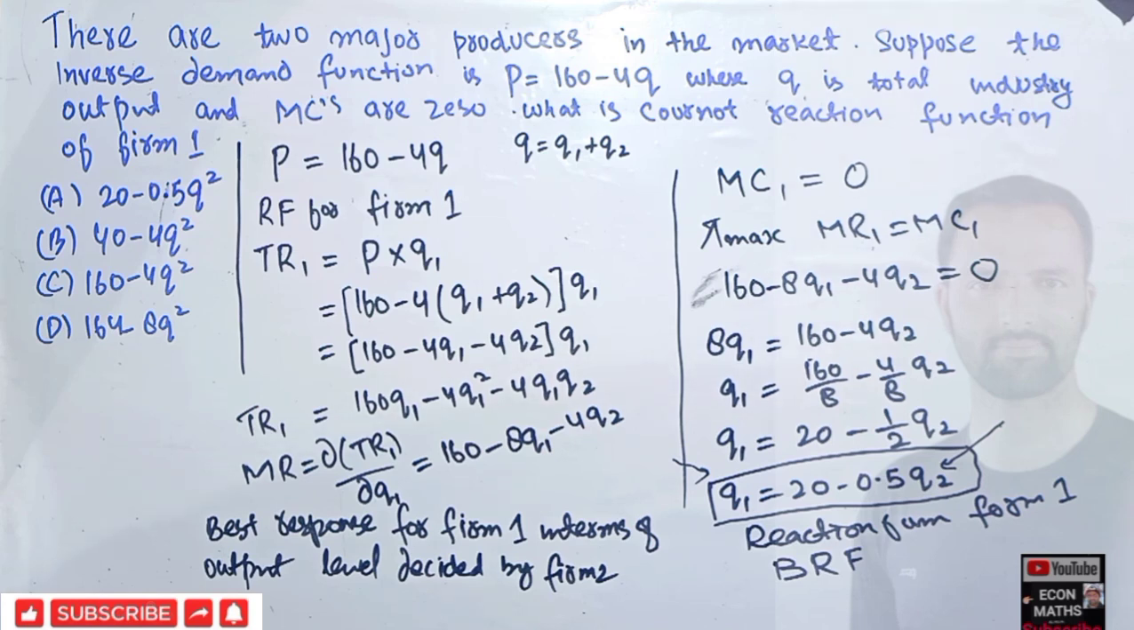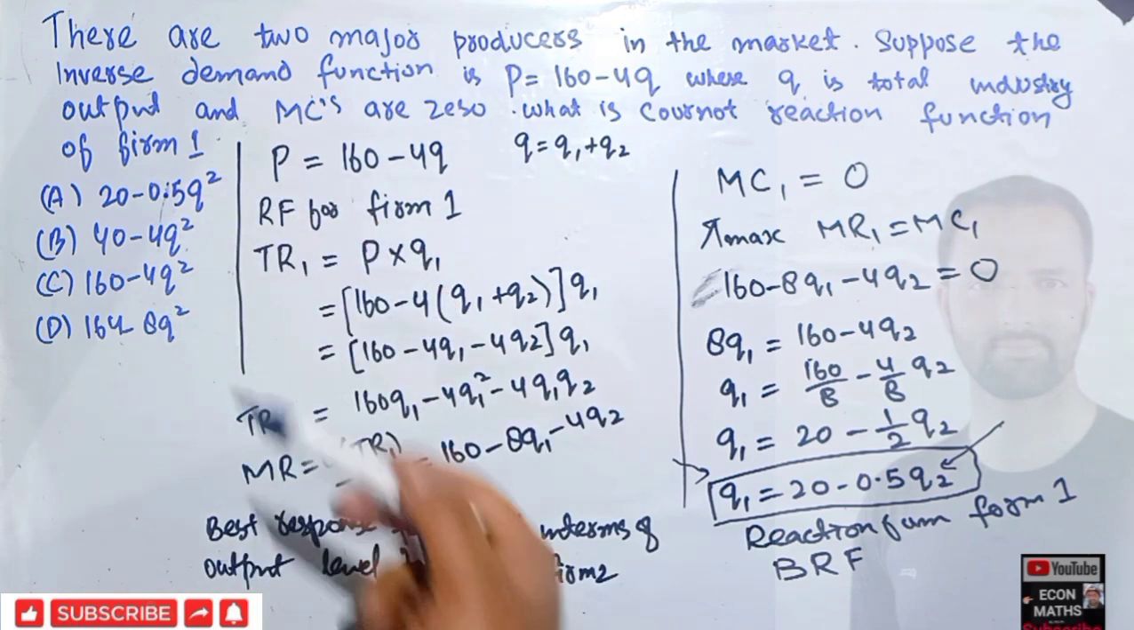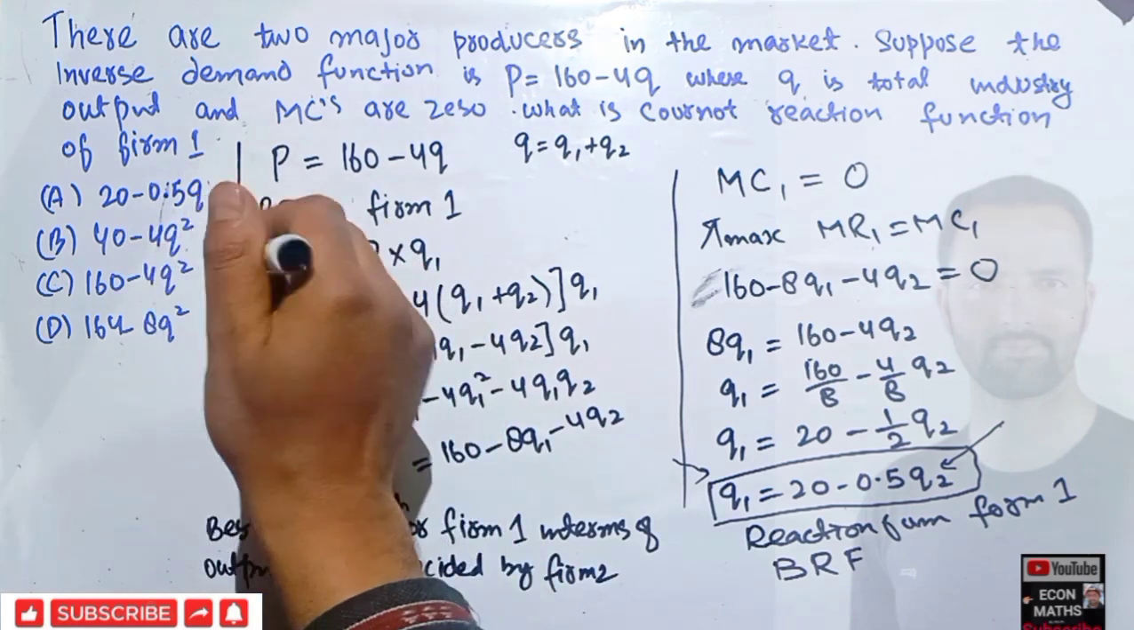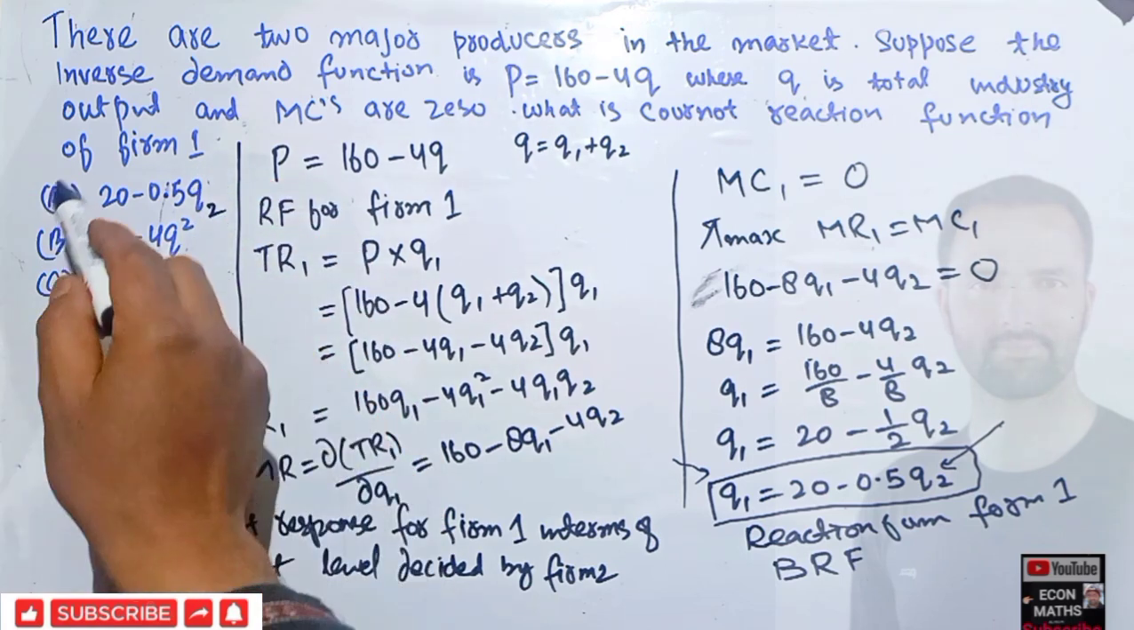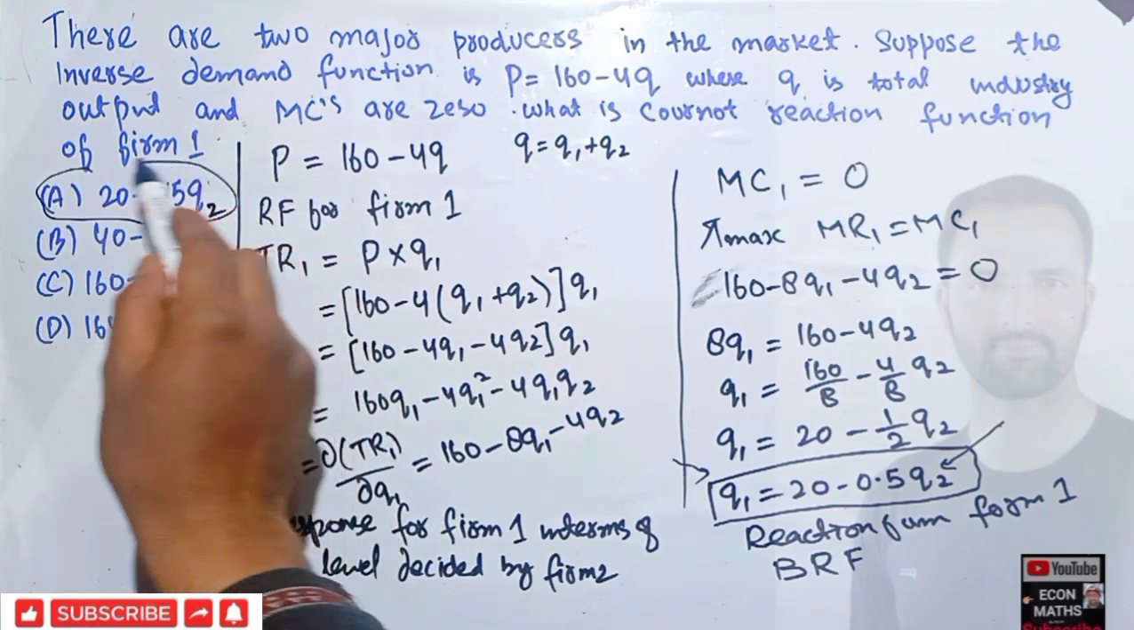So I don't think any of the options is correct, because it is q square, it should have been like q subscript 2. Also, if it is q subscript 2, then this option should be correct.